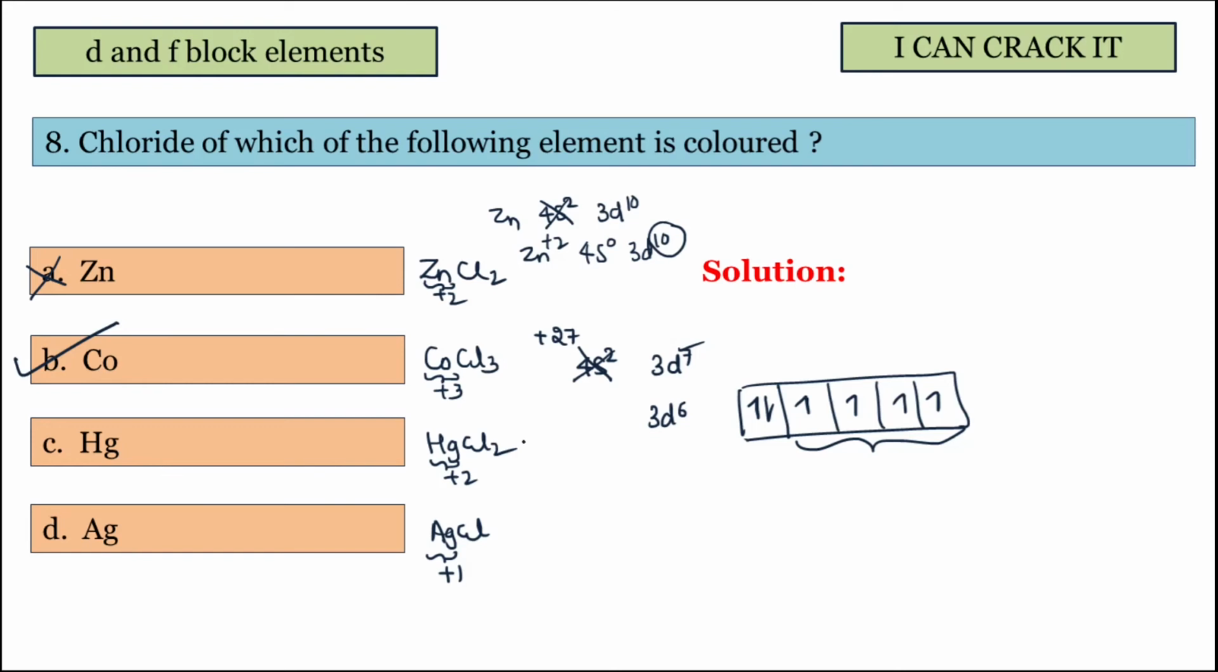You can look at the example of Hg also. Hg is actually given by 6s2 5d10. Now if you remove 2 electrons, 5d10 is completely filled, no unpaired electrons. So this is not colored. Ag is actually 5s1 4d10. Now if you remove 1 electron, because the oxidation state is +1, you are left with d10, completely filled, so no unpaired electrons, it's not colored. So which is colored? Cobalt, right? CoCl3 is colored.